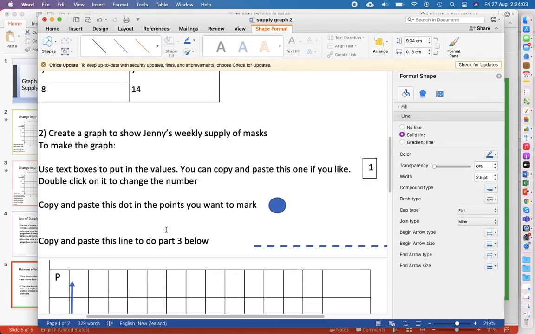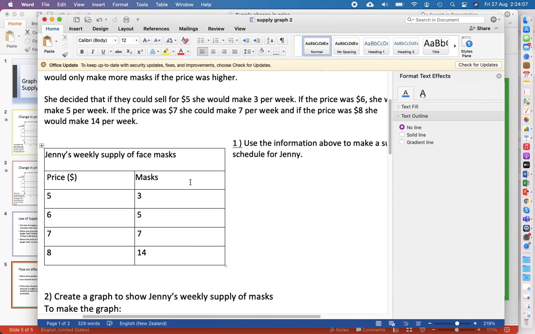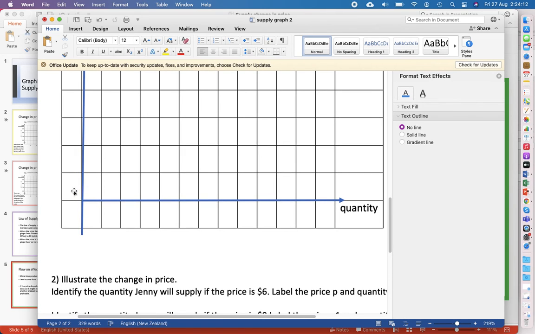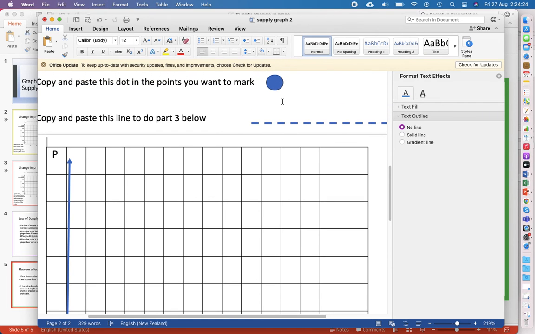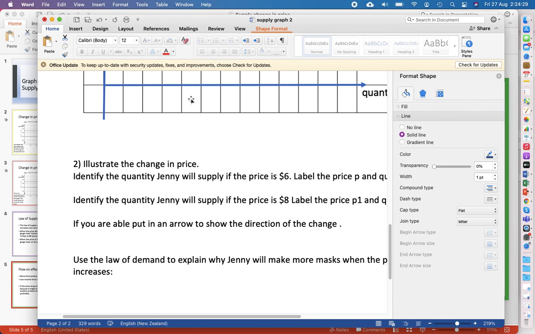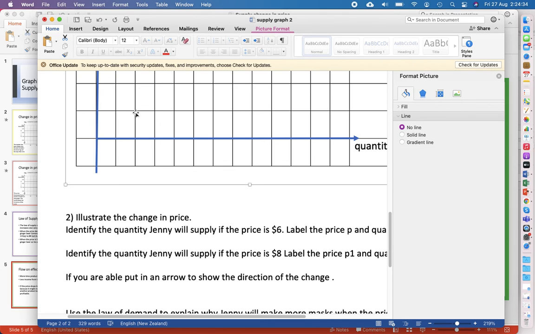All right, so we need to start putting these boxes in. You can use the text box to put in your values. We're going up to 8 and we've got to 14 masks. So you could break your axes here and then start 5, 6, 7, 8, whichever way you like. And then you're going to plot these in. Copy these little dots and put them where you want to on your graph. Okay, we're going to illustrate the change with the dotted lines, and I'm going to leave it at that and see if you can work it out from there.